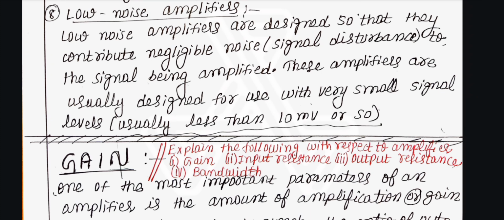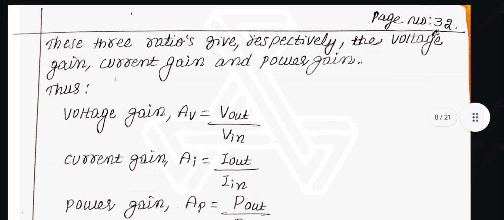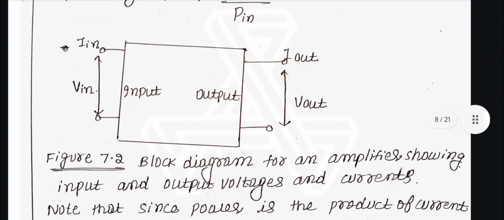Gain. One of the most important parameters of an amplifier is the amount of amplification or gain that it provides. Gain is simply the ratio of output voltage to input voltage, output current to input current, or output power to input power. These three ratios give respectively the voltage gain, current gain, and power gain. Thus, voltage gain AV = V out / V in, current gain AI = I out / I in, power gain AP = P out / P in.